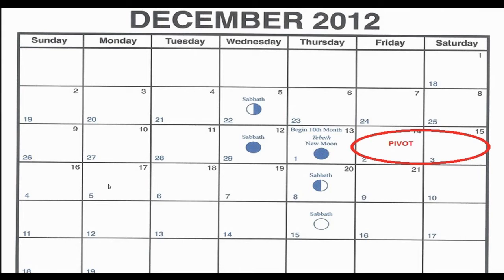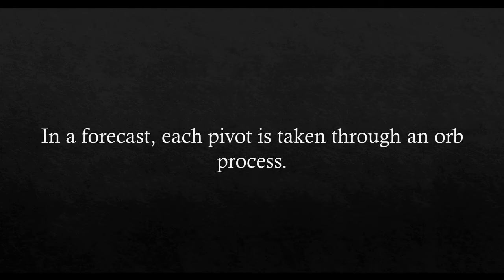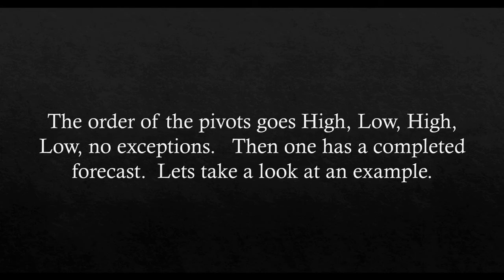Now, instead of sitting there all week waiting for it to come in, you run it through what could be called a filter, and that filter will give you generally about a 48-hour window. In a forecast, each pivot is taken through an orb process. The order of the pivots goes high, low, no exceptions. Then one has a completed forecast.